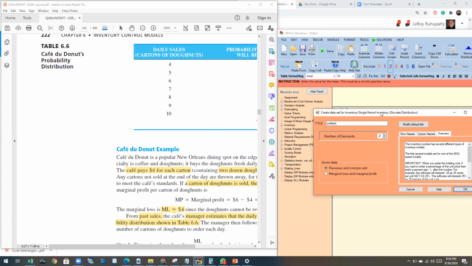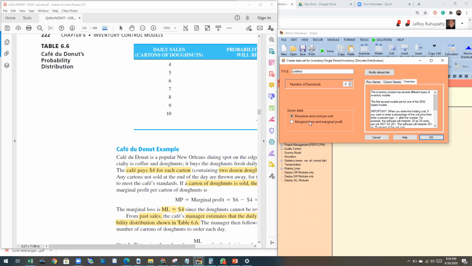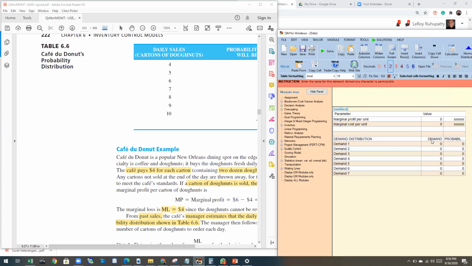What are we going to use? We can use marginal profit and marginal loss. How many demands? We have 1 demand, 2, 3, 4, 5, 6, 7. We have 7 levels of demand. So number of demands is 7. I'm going to click OK. Now here, what is the marginal profit per unit? The marginal profit is 6 minus 4, that is 2. The marginal cost per unit is 4.